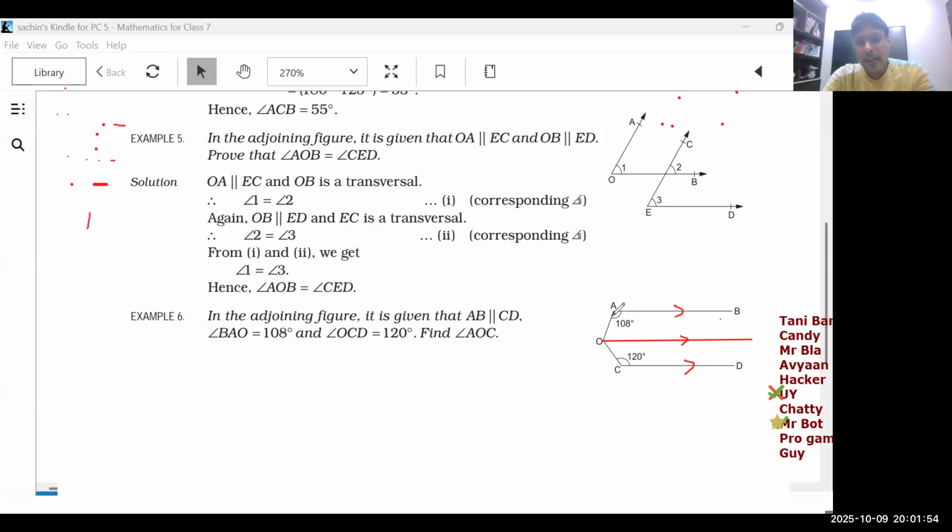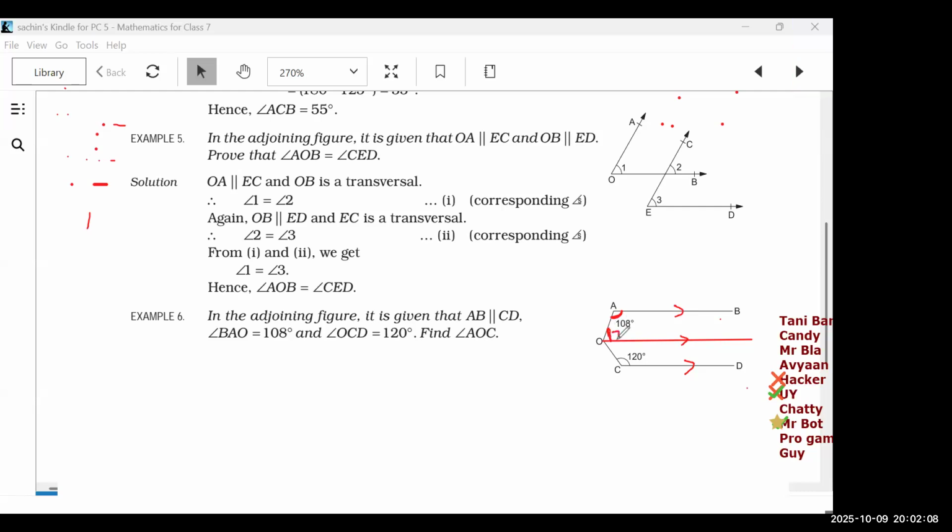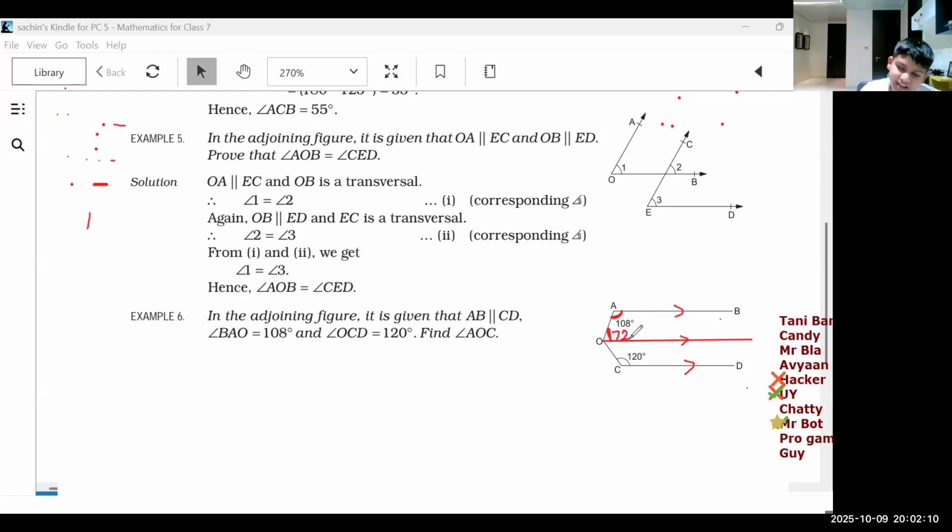Enough. This is 108. So only those who got it wrong will answer. How much will be this angle? 70. How much will be this angle? 72 degrees. What's the reason? The co-interior angles, they are supplementary.